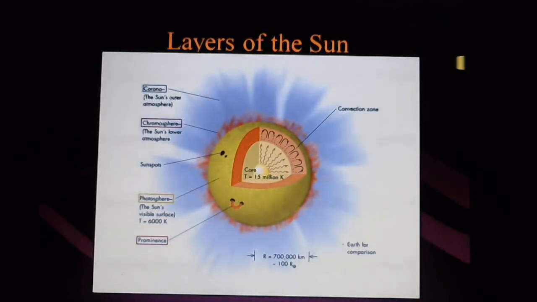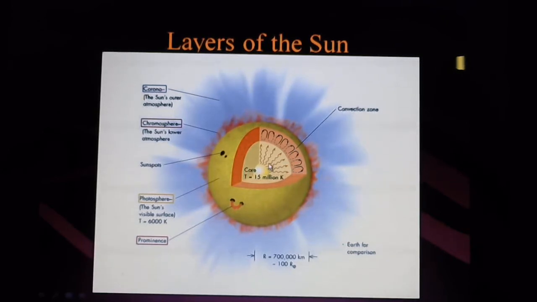For the rest of this chapter, we're going to study the layers of the sun. We will start in the very center of the sun, where we have the core, where the fusion takes place that we just talked about. And then we'll talk about each layer as we move up and away from the core.